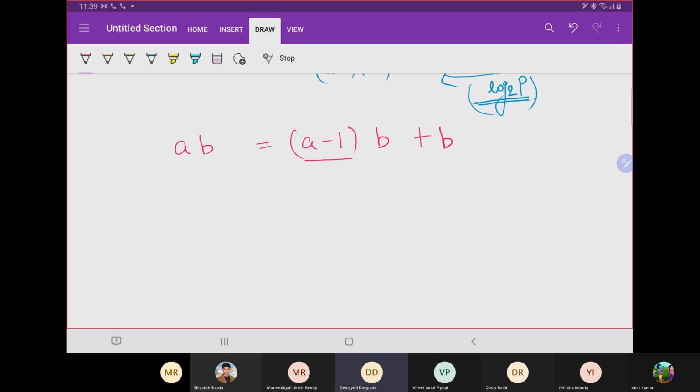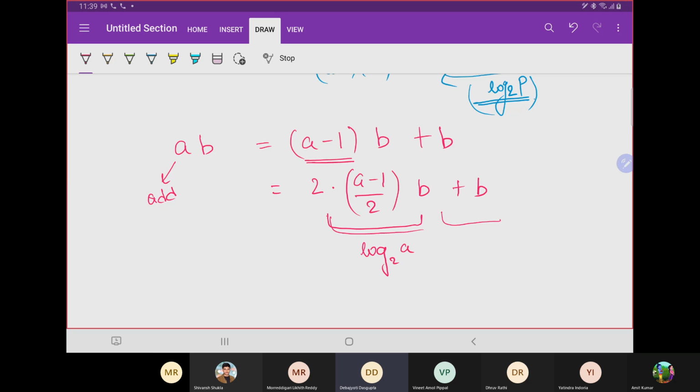So why did I do this? Now A minus 1 becomes even since A was odd, and now I can apply the thing that I was doing earlier: A minus 1 by 2 into B plus B. You see that this calculation will again take log to the base 2 of A steps, and adding this will take O of digit steps. So this had a significant reduction, rather than multiplying both big numbers and getting O of n squared time, you reduce the multiplication to log to the base 2 of A.